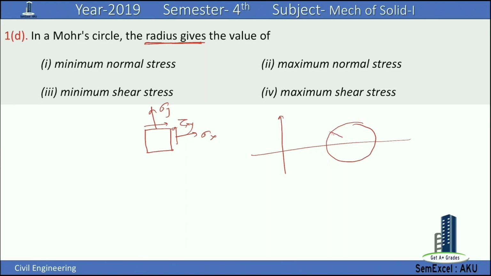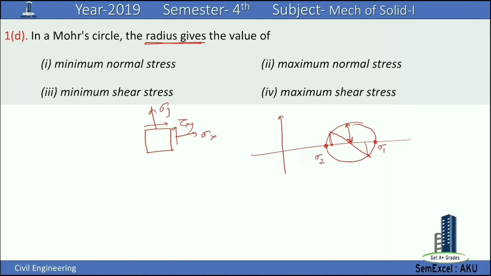Here we have sigma x and tau xy, then we have the other sigma y and tau xy. This is the maximum stress. This one is known as the major principal stress, sigma 1. This minimum stress is known as the minor principal stress, that is sigma 2. Here, what is this radius?